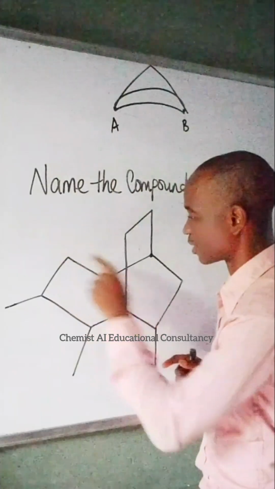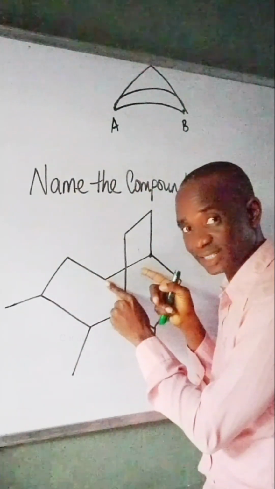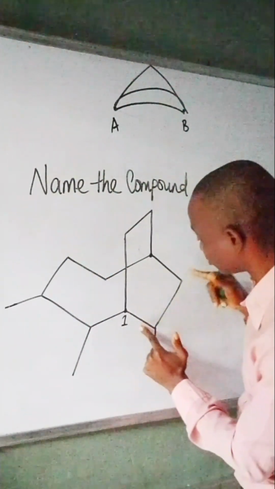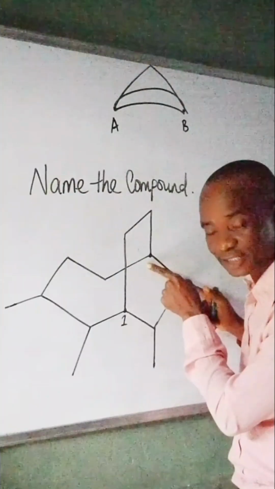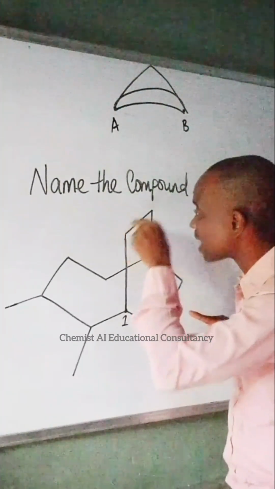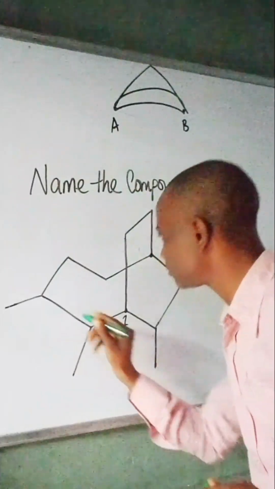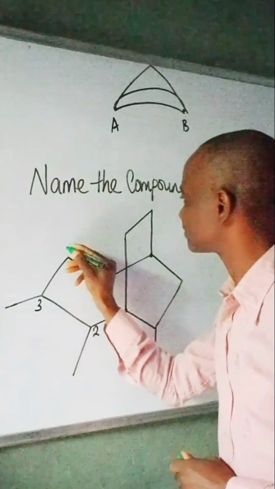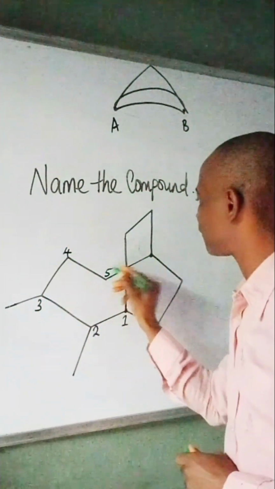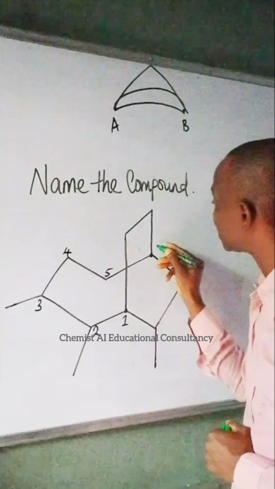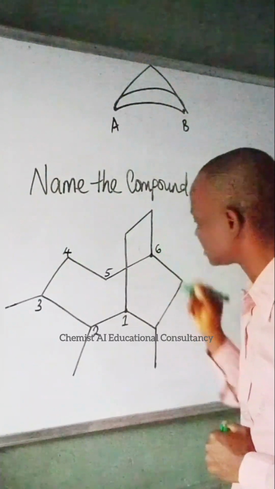1, 2, 3, 4 before you reach your destination. This bridge has 1, 2 before you reach your destination. And this bridge has 1, 2. So we follow this bridge by giving this carbon number 2, number 3, 4, 5. And the other bridgehead we now have 6.